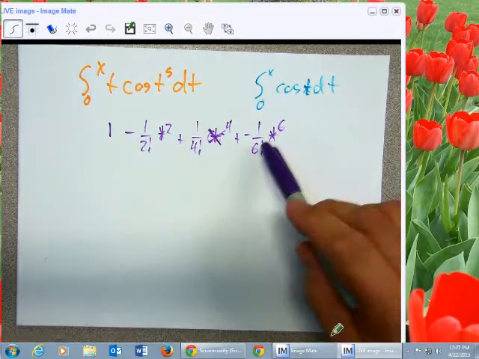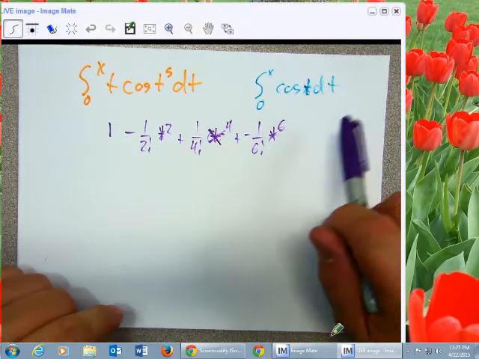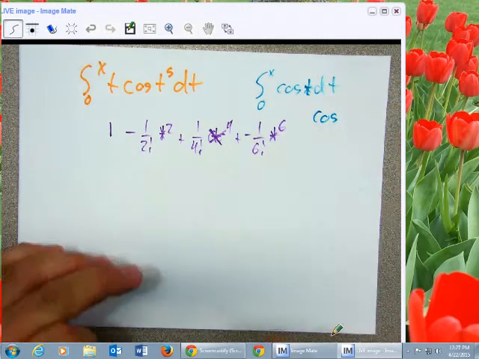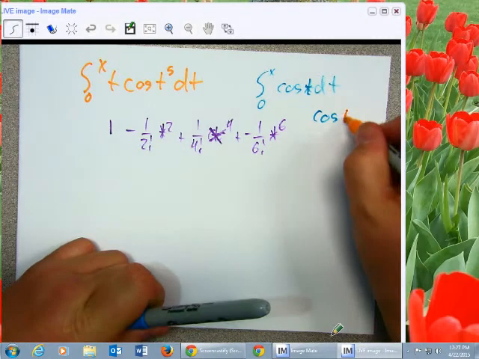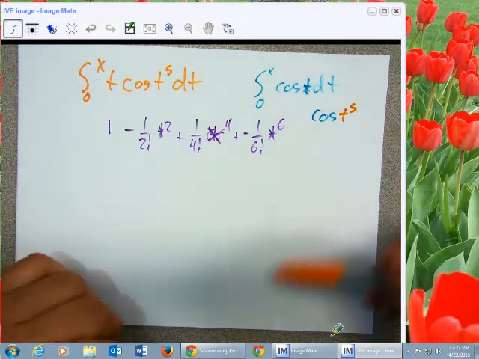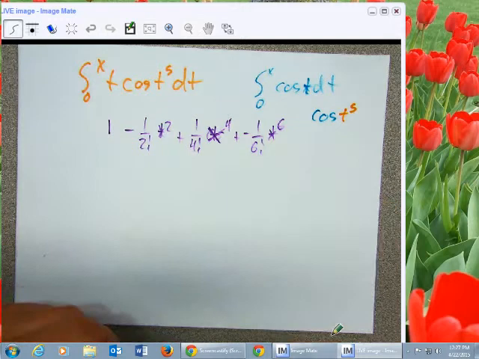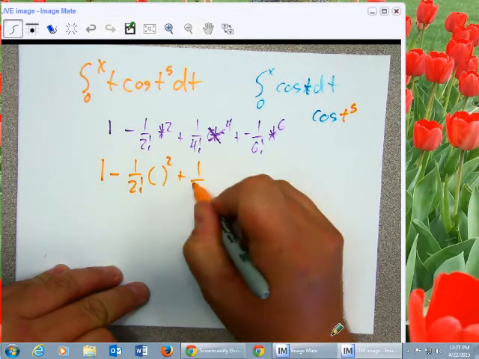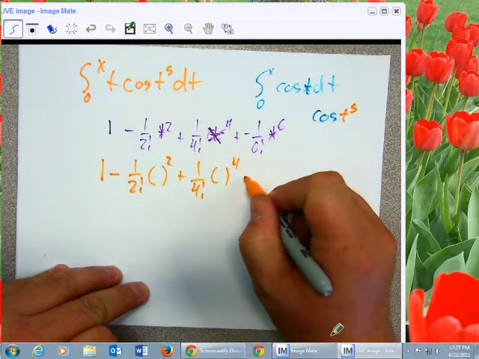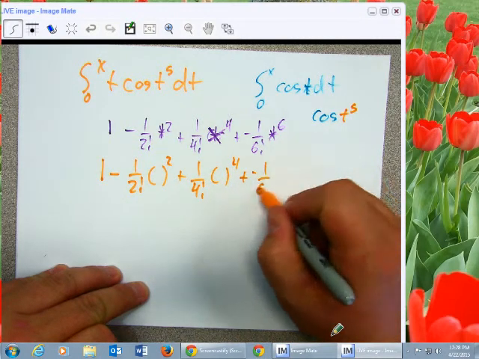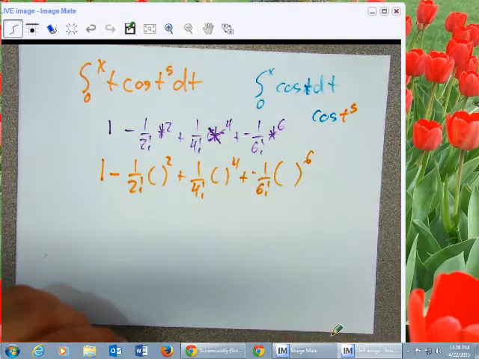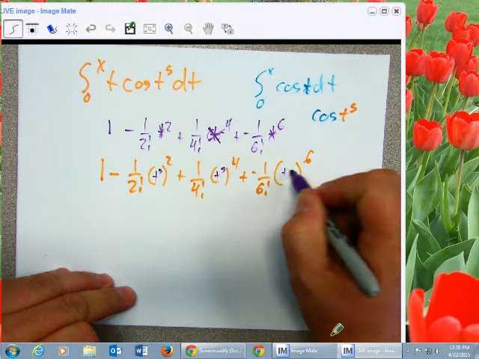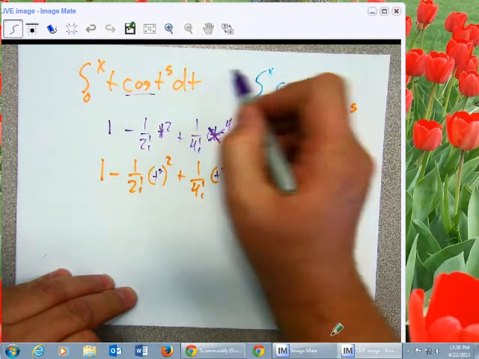But it doesn't frankly matter because we don't have just cosine t. What we have is cosine t to the fifth. Well, that is nothing more than a cosine with a t to the fifth substituted in. So everywhere I see t in this standard format, I'm going to replace that with t to the fifth. So I use my standard formatting, but everywhere I see t, I replace it with t to the fifth. So now we have the cosine taken care of, the outer function.